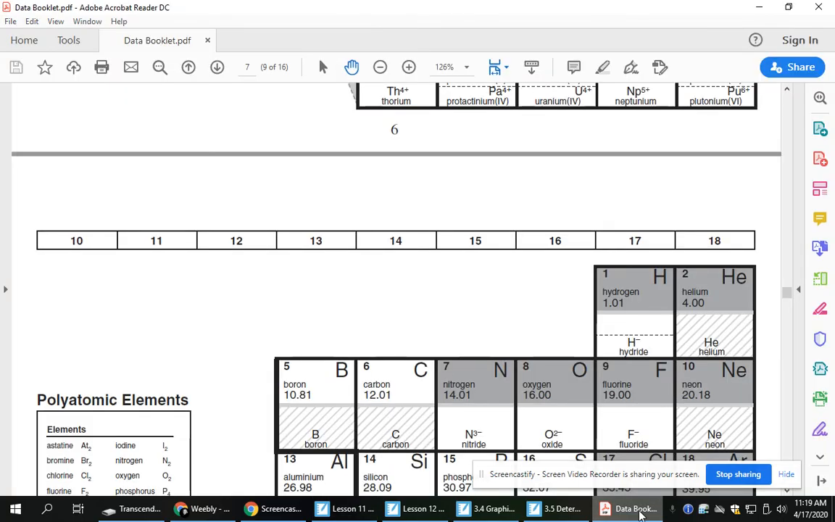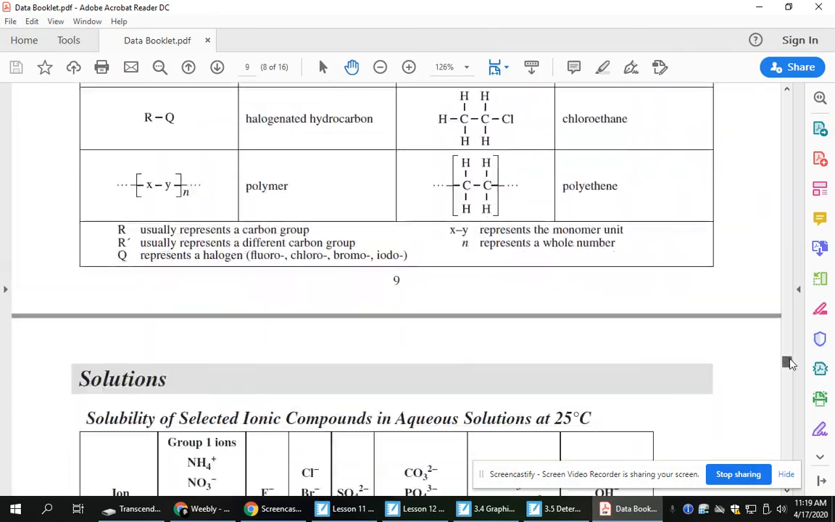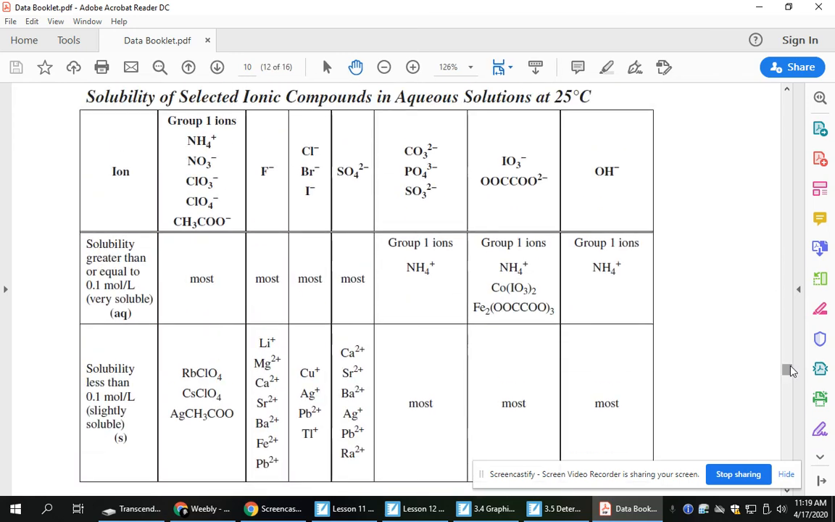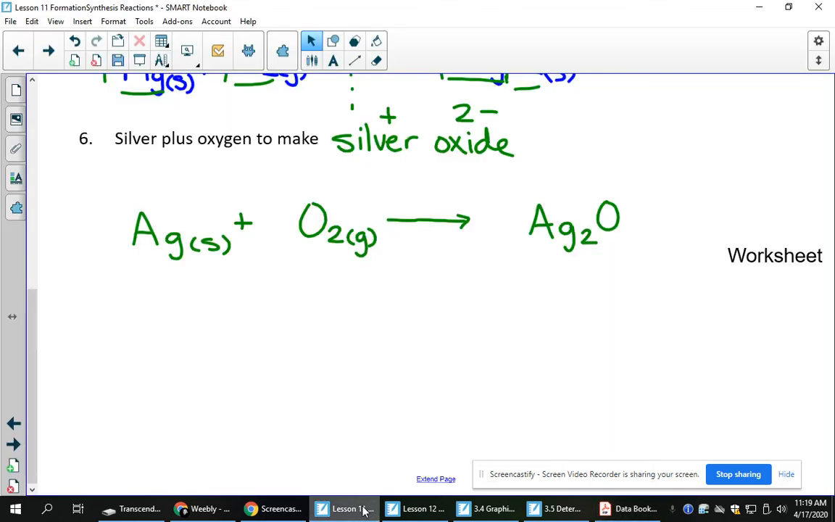We can now go to our data booklet, find our solubility table, and look in the top row for either silver or oxide. If you can't find either silver or oxide, that's correct. It isn't listed on this table. And all you're doing is you're looking at this top row. That's the only thing you're looking at. If neither one is there, you always default to solid. So if you can't find them on the solubility chart, you put solid.